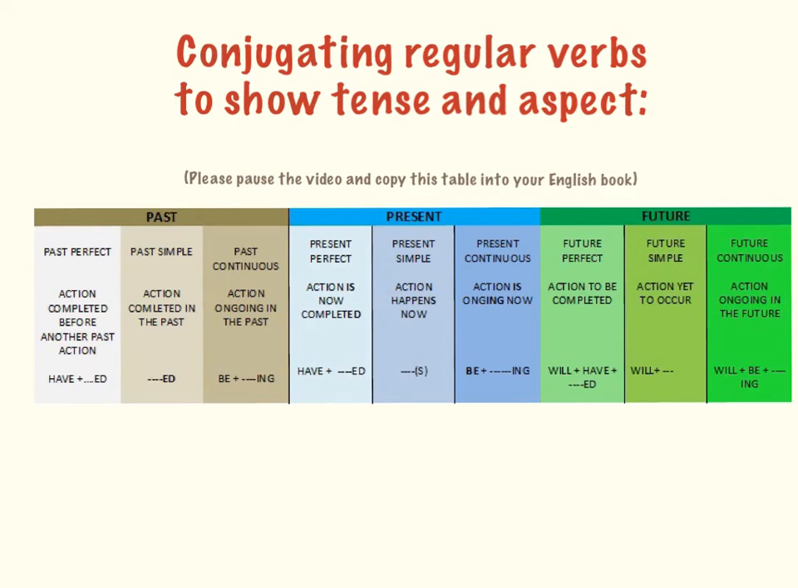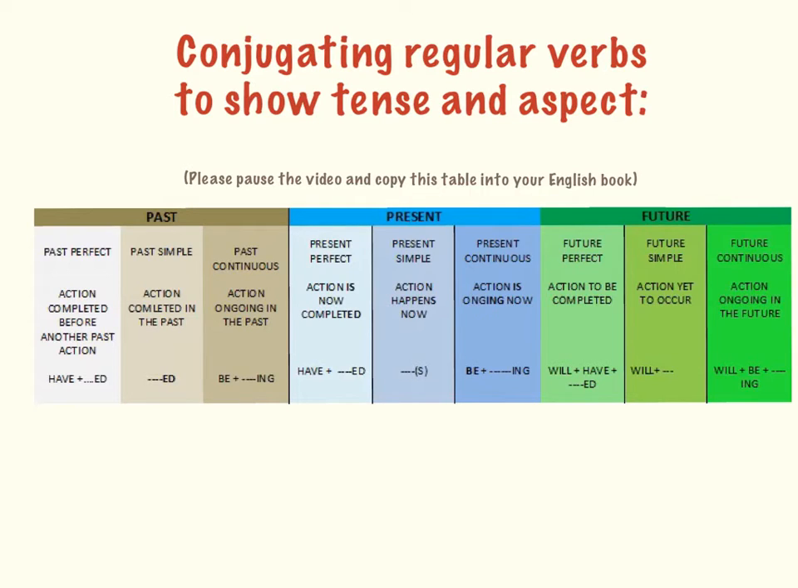We're now going to put together our knowledge of tense and aspect in order to conjugate different verbs. When an action is complete, we call this perfect. You can see that we have a past perfect, a present perfect, and a future perfect. This shows us when the action is completed. When using the perfect aspect, we always conjugate the main verb with ed. As you can see, in past perfect, we've used ed for the main verb. In present perfect, we've used ed. And even in the future perfect, we have ed for our main verb.